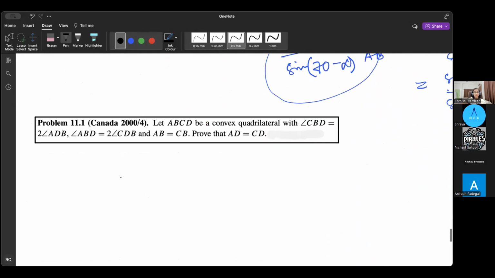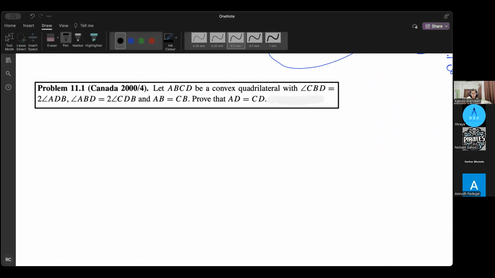Any thoughts about 11.1 or the second problem? You have to show the kite, right? Yeah. Okay, so 11.1 is like this.